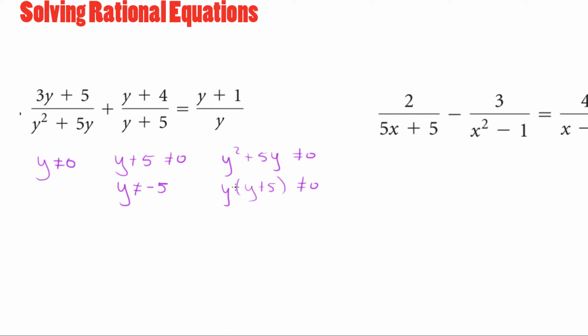Notice that when we factor y squared plus 5y, we made this denominator. So I'm going to rewrite it: 3y plus 5 over y times y plus 5, plus y plus 4 over y plus 5, equals y plus 1 over y. Let me fix that 4.